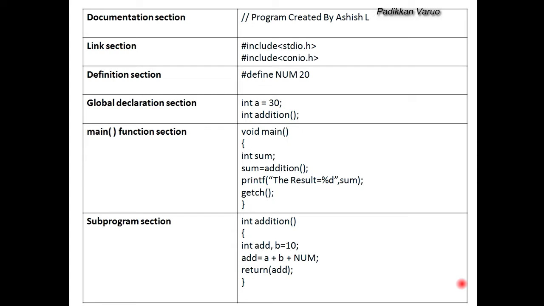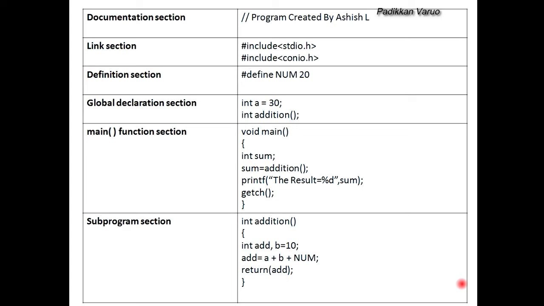The next section is the link section. This section instructs the compiler to link functions from the system library. Here we are including two library functions, standard input output and console input output, that we have used in the program we have seen in the slide. These two libraries consist of a lot of built-in functions. I have used some functions in this particular program, so I have included these two libraries, or linked these libraries with my program. So these two come under the link section.